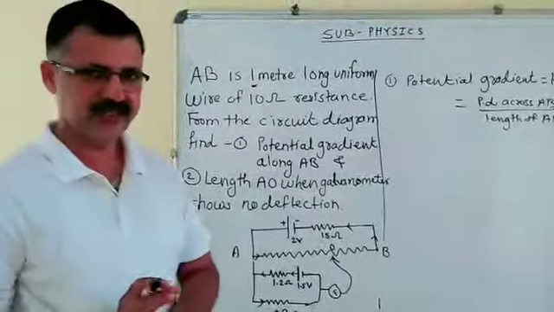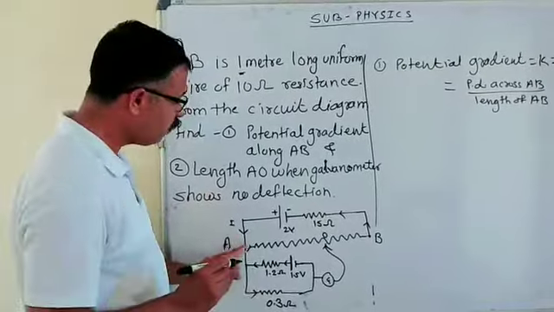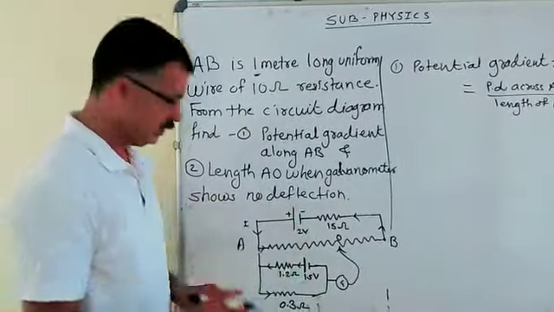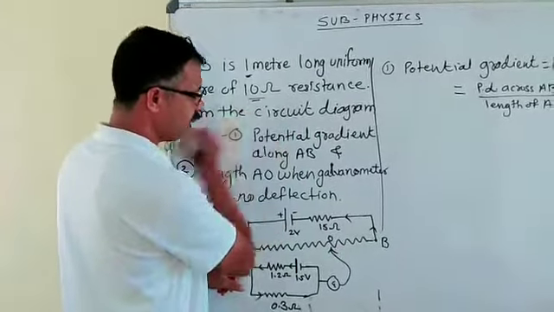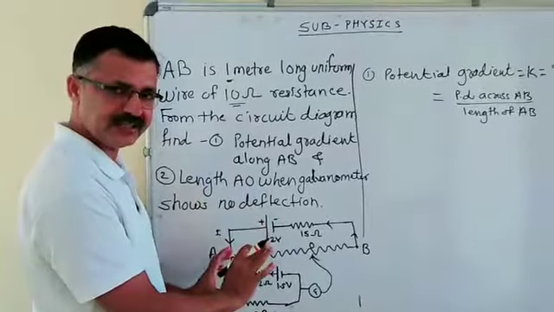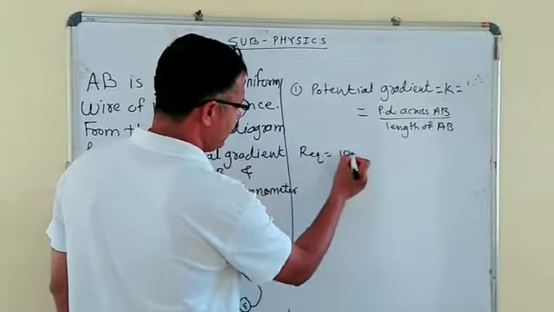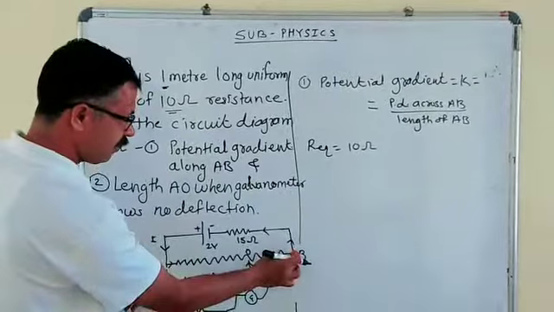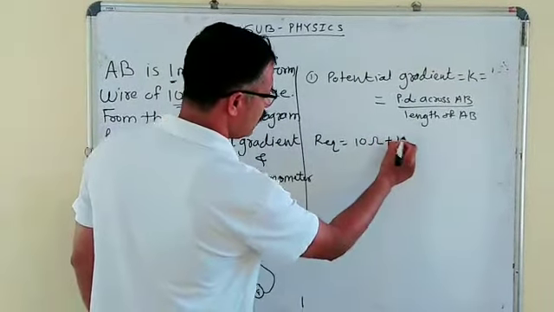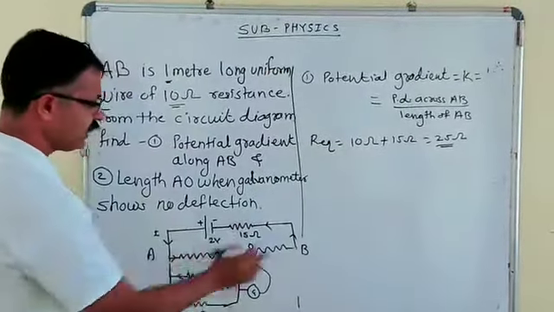Friends, as you know, in the potentiometer, this is the main source, or you may say the auxiliary battery, due to which let us consider that current I flows through this wire. Now this wire of 10 ohm and this 15 ohm resistor are in series. Hence the equivalent resistance of this closed loop is R equivalent equal to 10 ohm of wire AB plus 15 ohm, that is nothing but 25 ohm, the total resistance of the circuit.